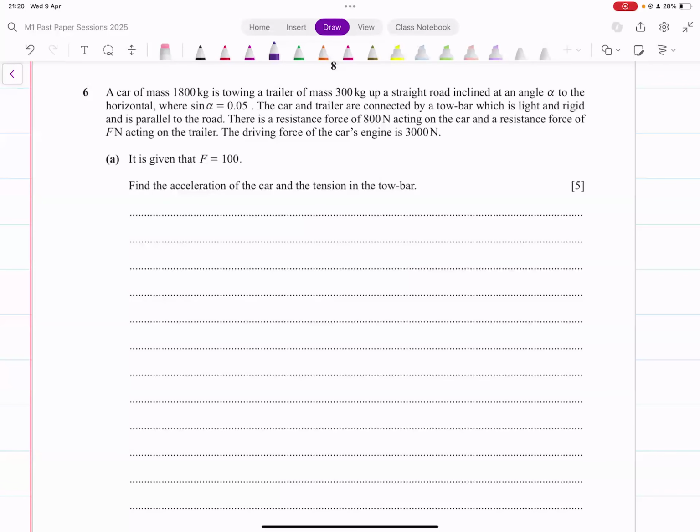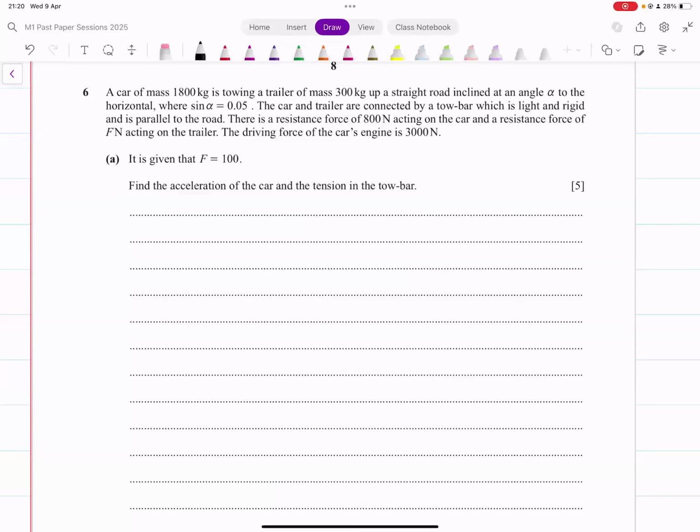Okay. Now it says a car of mass 1800 kilograms is towing a trailer of mass 300 kg up a straight road, inclined at an angle alpha to the horizontal, where sine alpha is 0.05. The car and trailer are connected by a tow bar, which is rigid and parallel to the road. There is a resistance force acting on the car, and a resistance force on the trailer. Driving force is this. It's given that F equals 100. Find the acceleration and the tension.